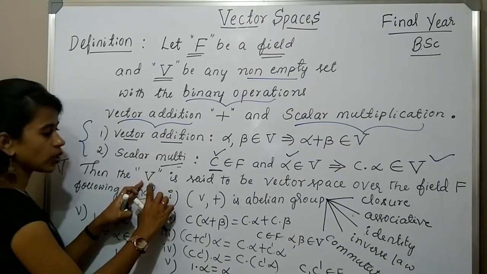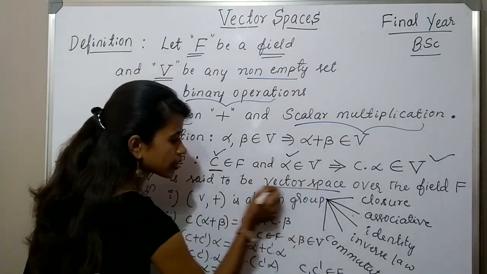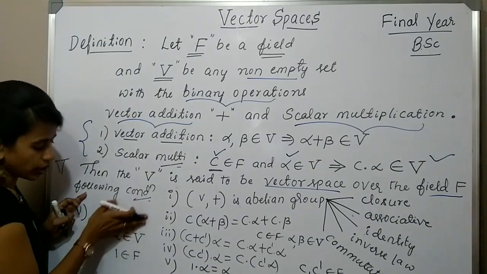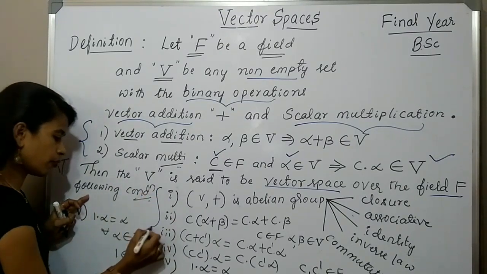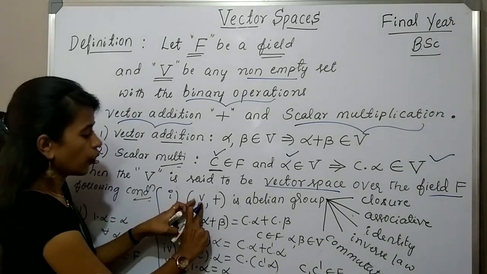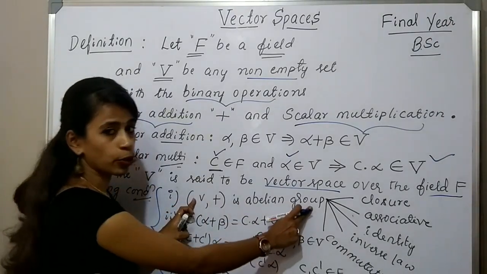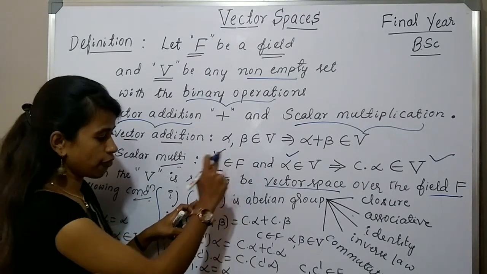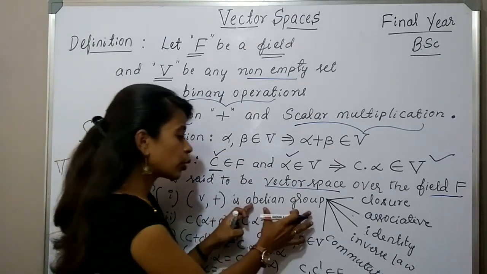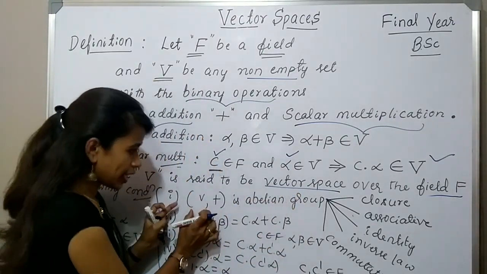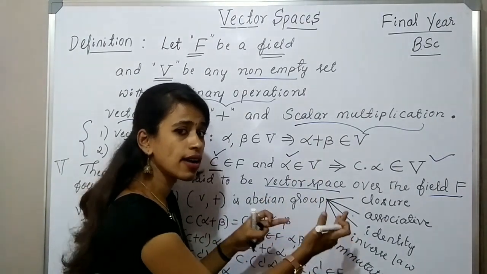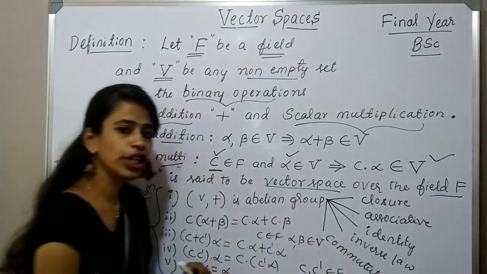Then the non-empty set V is said to be a vector space over the field F if it satisfies the following 5 conditions. First, V comma plus must be an abelian group, which means the non-empty set forms an abelian group with respect to addition. Abelian group means what? The set must satisfy closure law, associative law, identity law, inverse law, and last one, commutative law.